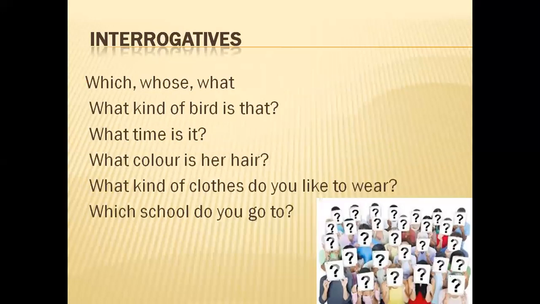Next one is interrogative determiners. They use words like what, which, and whose before nouns to ask about people or things. These words are interrogative determiners. For example, what kind of bird is that? What time is it? What color is her hair? What kind of clothes do you like to wear? Which school do you go to? So these ask questions using the words which, whose, what. Hope it is clear.